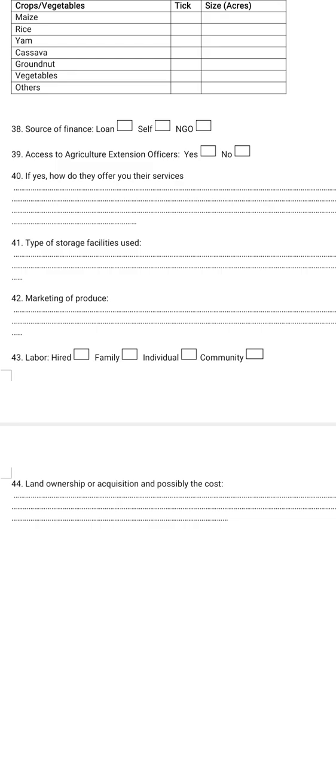And the marketing of produce. How do they market their product? They will tell you the market. They will tell you about the labor. Do they hire people to come and do their work? Is it a firm that does it? Is it individuals, or the community doing it together to harvest everything? You ask all these questions.